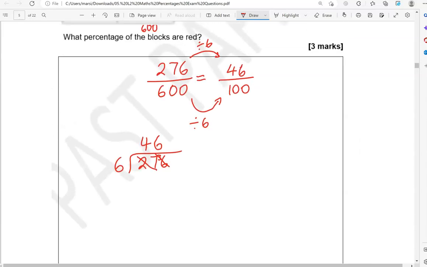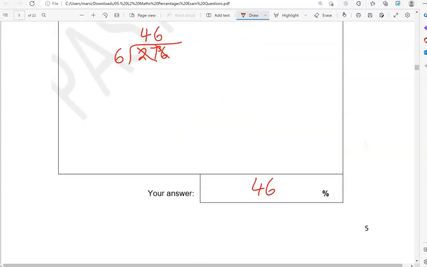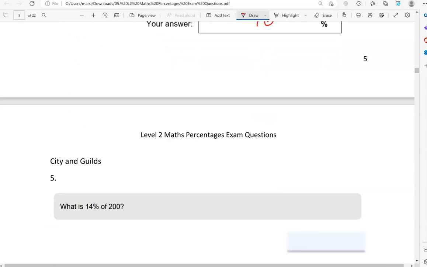If you went through the long route and divided 276 by 600, the answer would have been 0.46, and then multiplying that by 100 gives you 46 again. So it gets to the same answer.